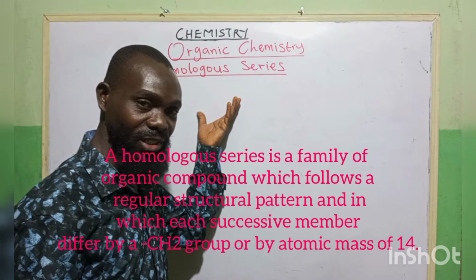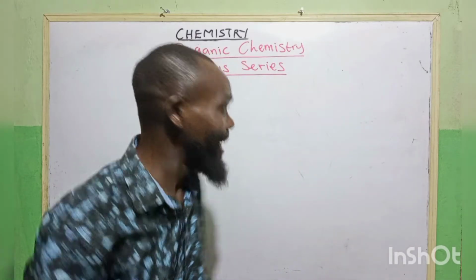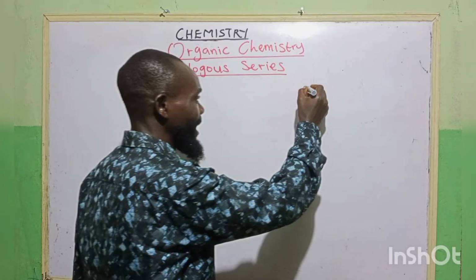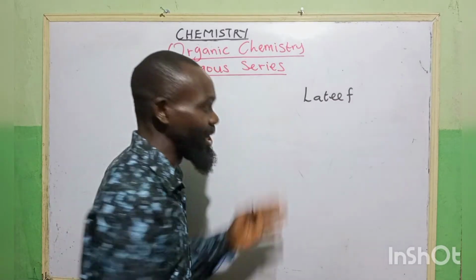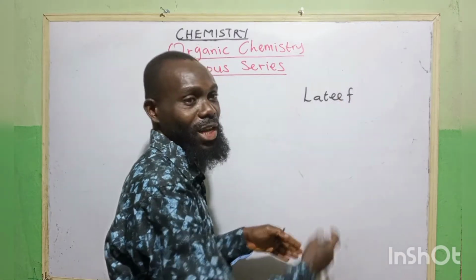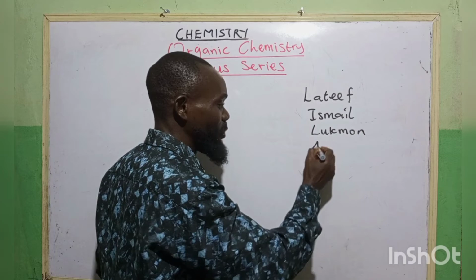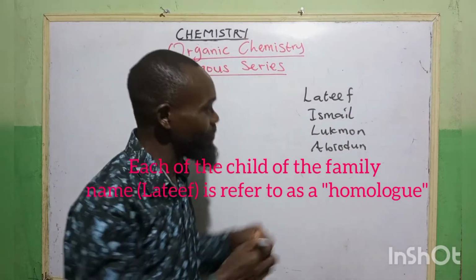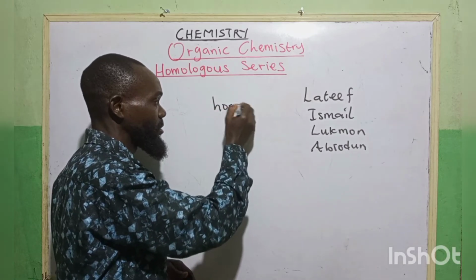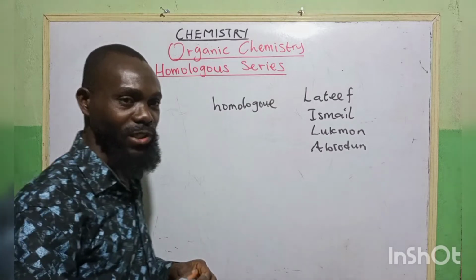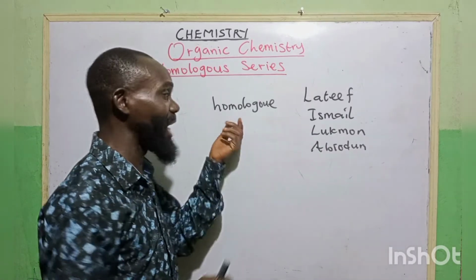When we talk about homologous series, we actually liken this to a family name. For instance, we have a family name like Latif. This family name is what we refer to as homologous series. Under this family, Latif, we have some children of Latif. Let's say we have Ismail, Lukman, Abiodun. Now, each of these children is referred to as a homologue. So in this case, homologous series refers to a family, while each member of that family is referred to as a homologue.